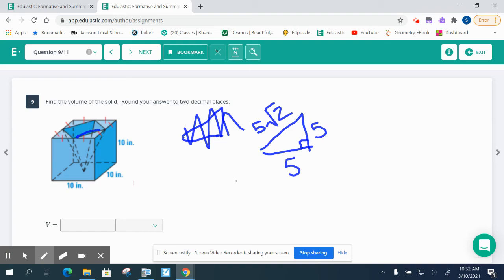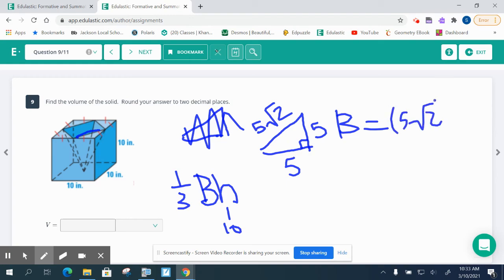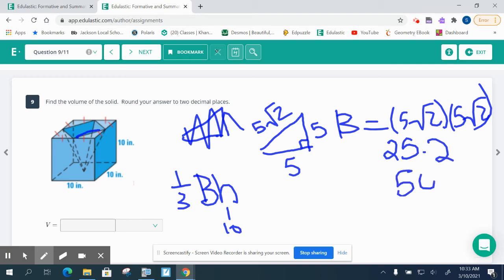All right, to figure out the volume of the pyramid here, it's a square base pyramid. So it's 1/3 area of the base times the height. The height is 10. The area of the base is just length times width. So 5 square root 2 times 5 square root 2. You don't even need a calculator for this one. 5 times 5 is 25. Square root 2 times square root 2 is just 2, so that would be 50. All right, plug everything in, rounded to 2 decimal places.